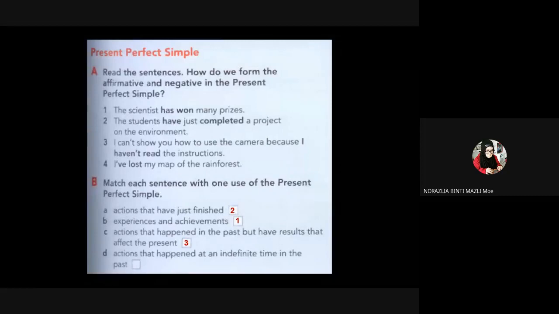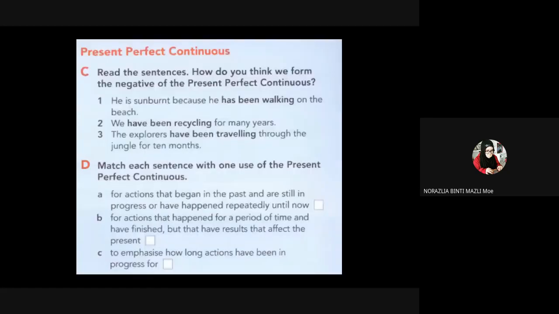Okay, so that means last one, actions that happen at an indefinite time ni. Number 4, very good. Okay, dia tak bagi tahu kan, I have lost my map of the rainforest. Dia cakap macam tu je, dia tak bagi tahu bila, dia tak mention. Okay, so that's it for present perfect simple. Move on to present perfect continuous.